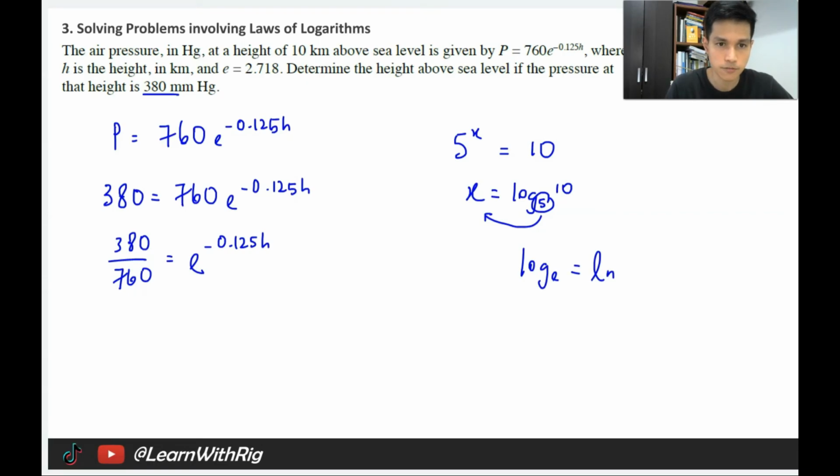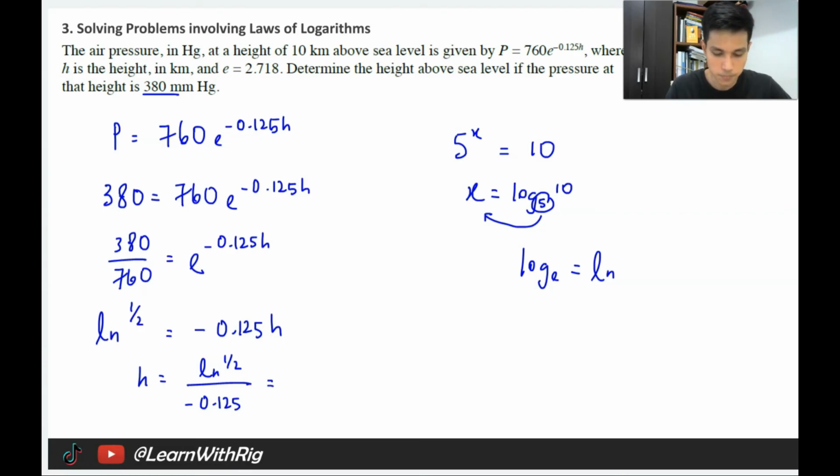So in other words, when I shift there, I should get ln of 380 over 760, which is 1 over 2, equals negative 0.125 h. So how do you find h? h equals ln of 1 over 2 divided by negative 0.125. So that will be your answer. When you calculate using your calculator, you should get 5.545 km.